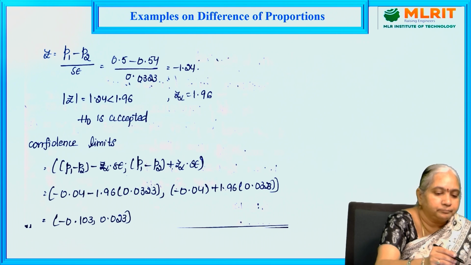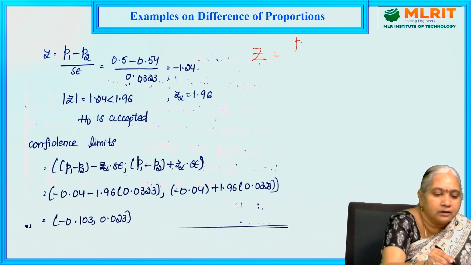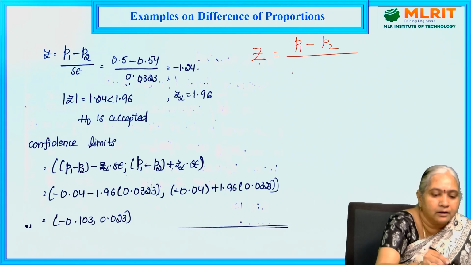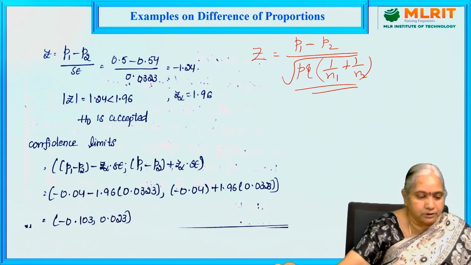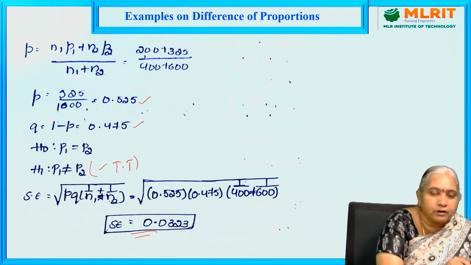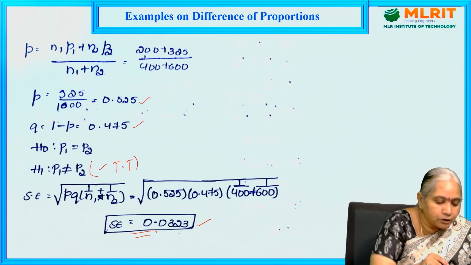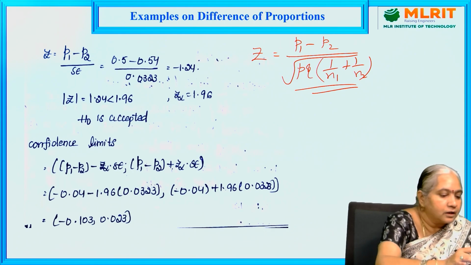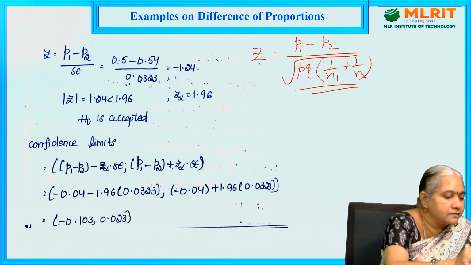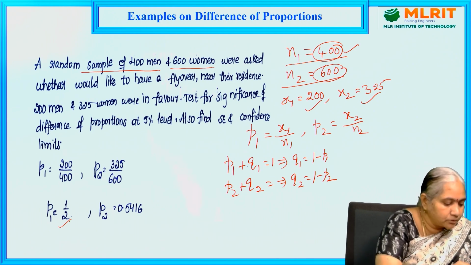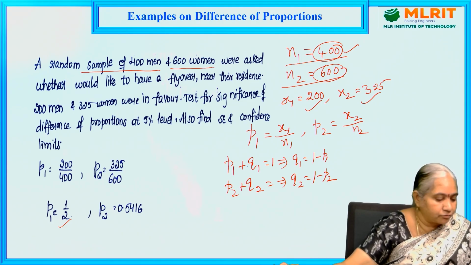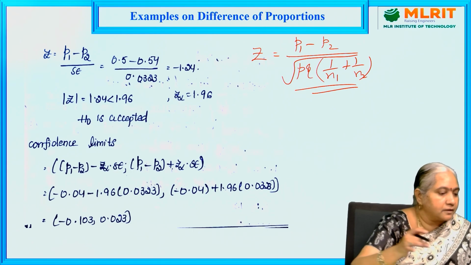Now the test statistic is Z equal to P1 minus P2 by standard error. So here Z is equal to P1 minus P2 by under root PQ into 1 by N1 plus 1 by N2. This value we got is 0.0323. The first sample proportion is 0.5, already calculated as 1 by 2. The second sample proportion is 0.5416. Substitute all these values in the test statistic.